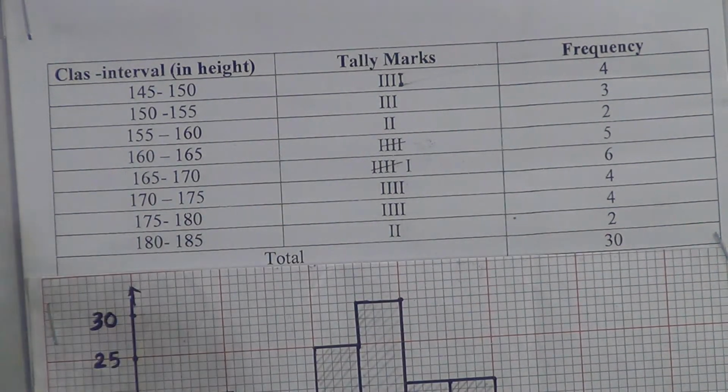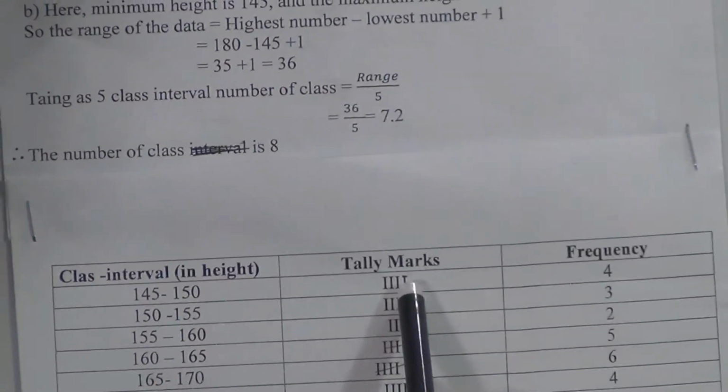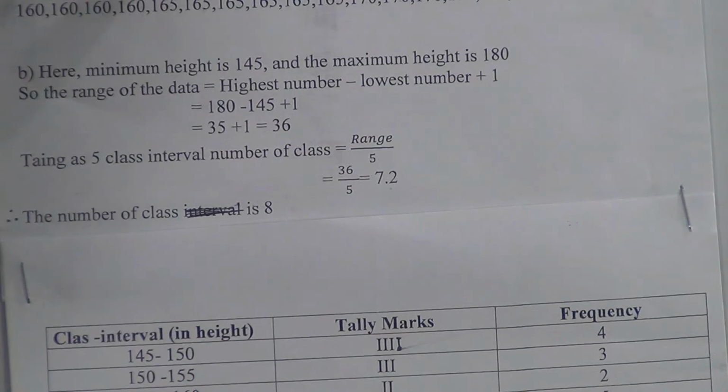Similarly, 155 to 160, how many? 4 in that class interval. Then you see 160 to 165. Look how many? 1, 2, 3. That means there are 3 tally marks and frequency 3.